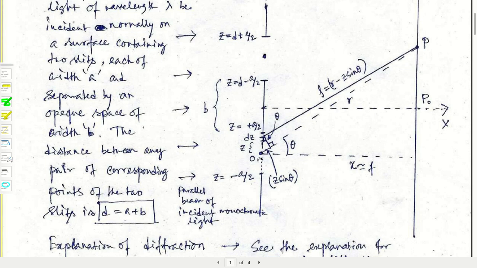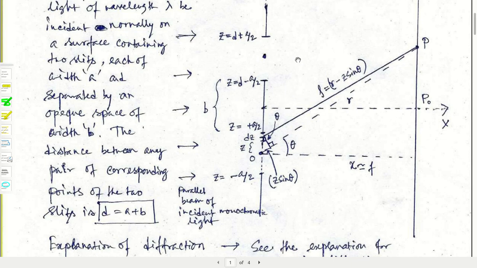So let us first understand the coordinate system. Here the origin is taken at the middle point of the bottom slit, O. So the extreme bottom point of that slit will be minus a by 2, and the upper point will be plus a by 2. So the bottom point of the upper slit will be d minus a by 2, and the topmost point will be d plus a by 2. And in this space b, small b, is the opaque space where no radiation will fall, so radiation will not pass into the right hand region.